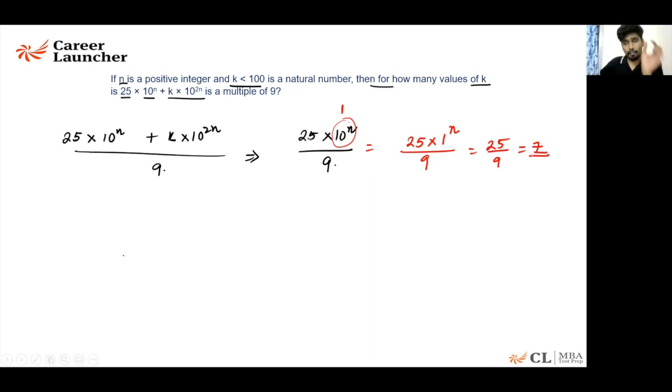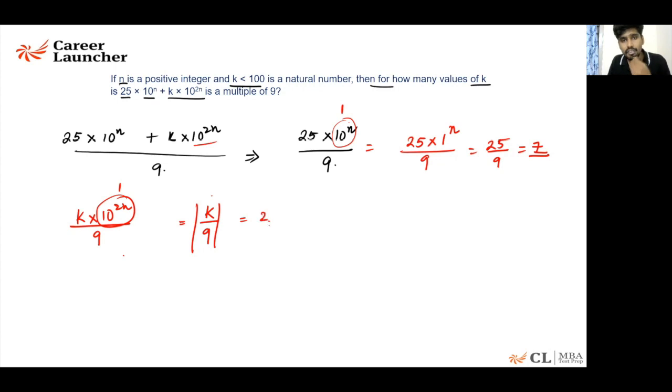Now, if you want the sum of the first term and the second term to be divisible by 9, then the second term should obviously give a remainder of 2, such that the sum is 9. That's what we are going to look at. So k into 10 power 2n divided by 9 should give you a remainder of 2, where this part is always going to give 1 as the remainder. So the remainder of k divided by 9 should be equal to 2.